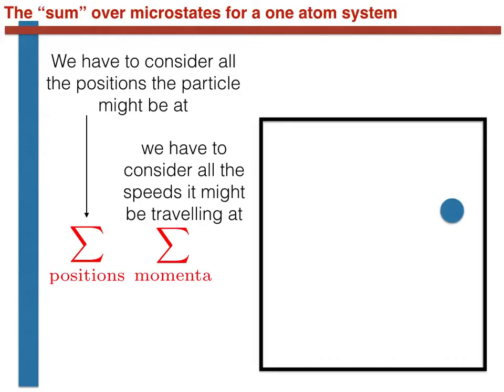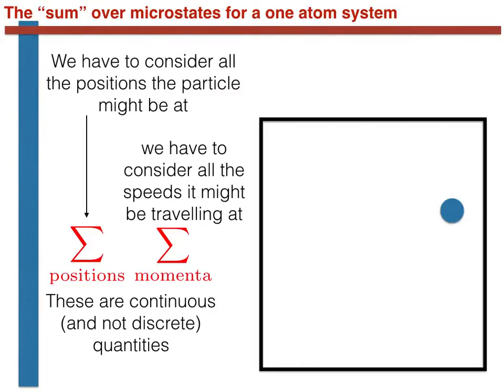There is a complexity here though, as both these quantities, the positions of our particles and the momentums of our particles, are continuous quantities. We thus cannot calculate the partition function by performing a summation like the one shown here. As these are continuous quantities, we are going to have to instead go to the continuum limit and calculate an integral.